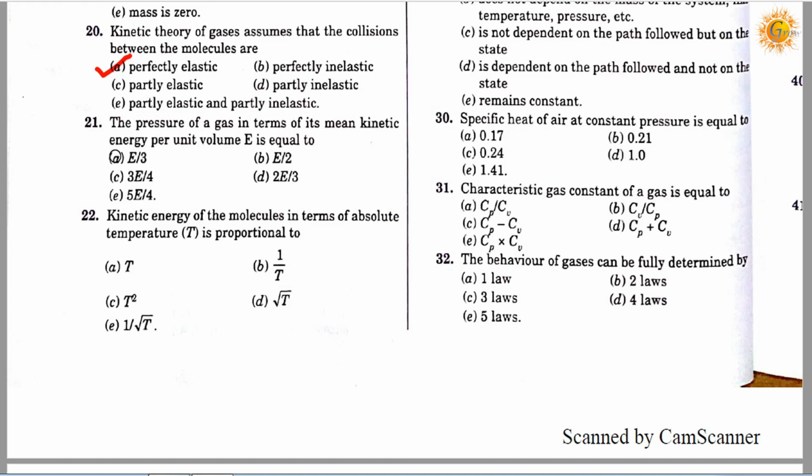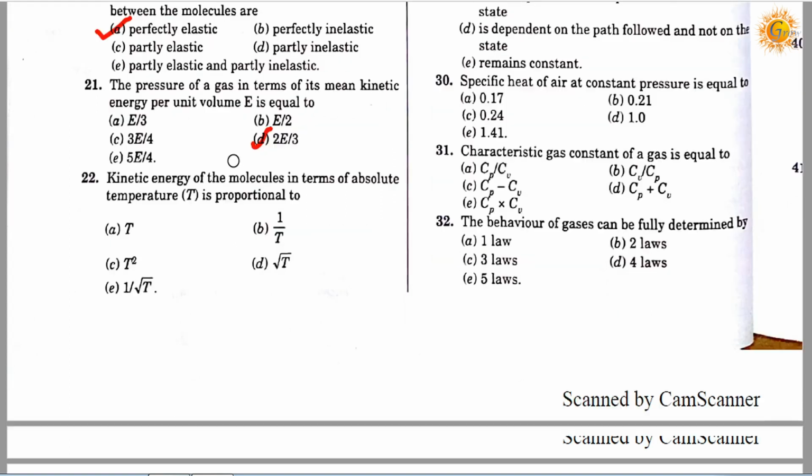Question number 21. The pressure of a gas in terms of its mean kinetic energy per unit volume, capital E, is equal to: option A, E/3; option B, E/2; option C, 3E/4; option D, 2E/3; and option E, 5E/4. So the correct answer is D. It will be 2E/3.